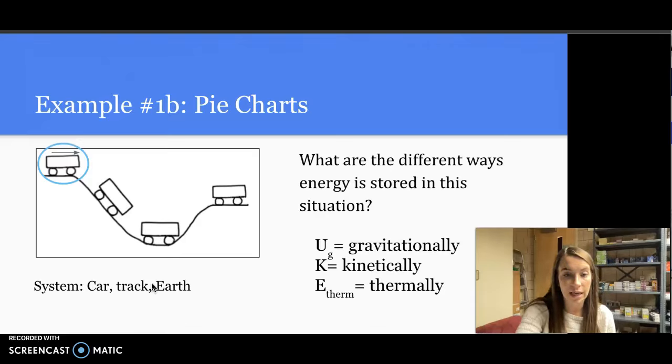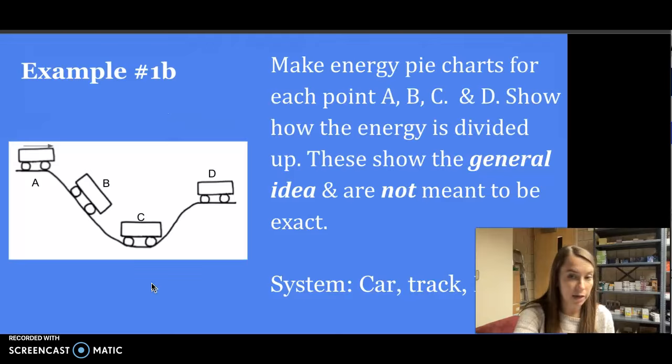We're going to say UG, K, and E therm. I'm just noticing there's not a place to write system and energy storage modes for this one. You can write it under the diagram if you want. But now we have thermal energy, right? So let's go ahead and make those pie charts.